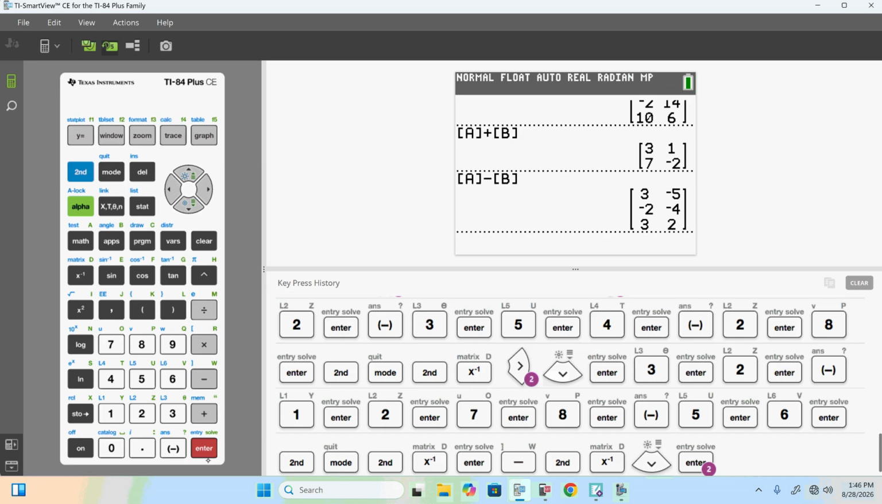We get the exact same matrix, yes? See here, probably typed it in. 2 minus negative 1 is 3, negative 5, negative 2, negative 4, 3, 2.